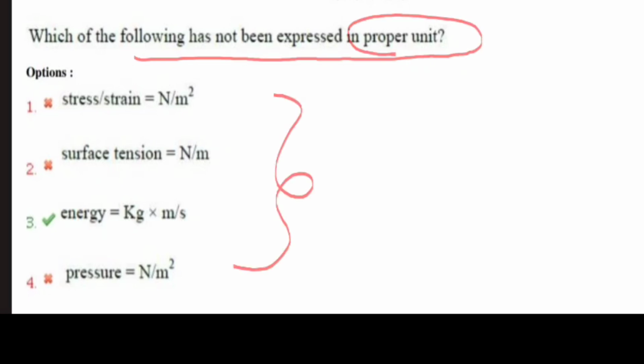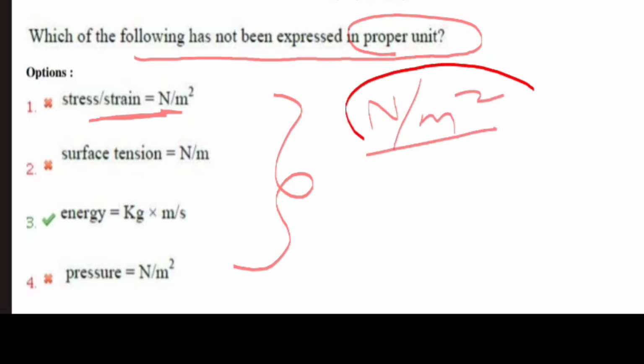The next question reads, which of the following has not been expressed in proper units? He is asking from these four options which is not expressed in proper units. Stress by strain equals Newton per meter square. Stress units are Newton per meter square and strain has no units, so the total units will be Newton per meter square. And surface tension is force acting per a particular distance, so the units will be Newton per meter.